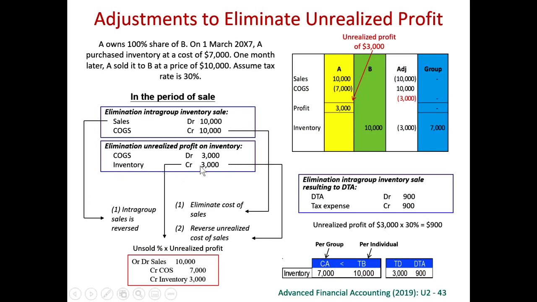Because you credit inventory, the inventory figure goes down. So in the future, you will earn less profit, and therefore you will pay less tax. Therefore, there will be a deferred tax asset. So because you credit inventory, we debit deferred tax asset. Because you debit, as a result, you debit 3,000 profit. Profit is lower, and therefore you credit tax expense. This is the deferred tax implication.